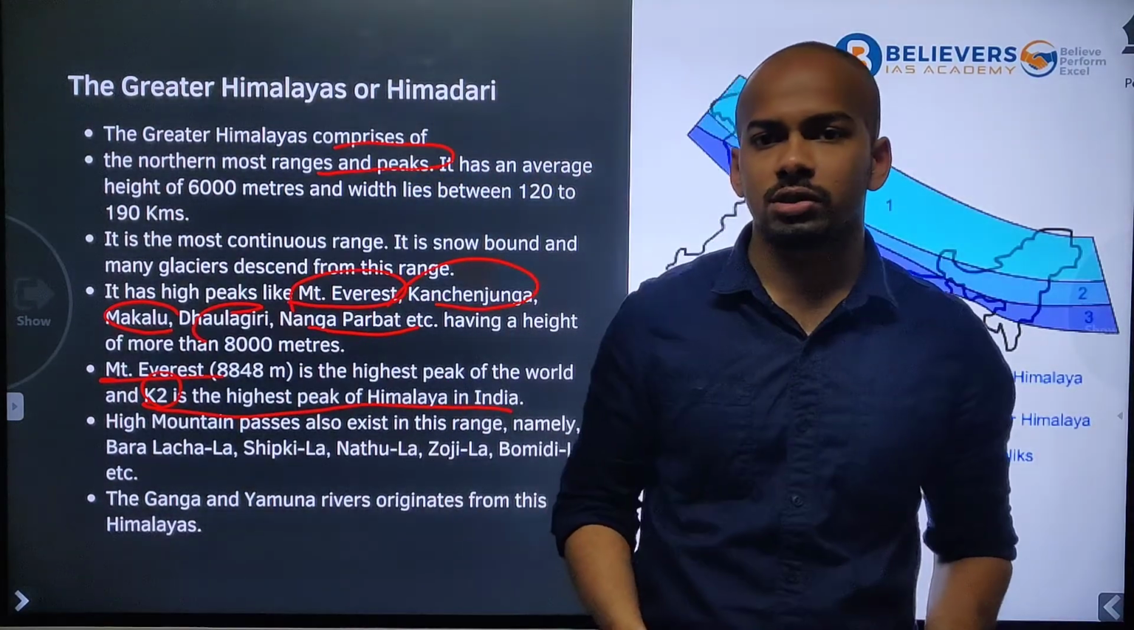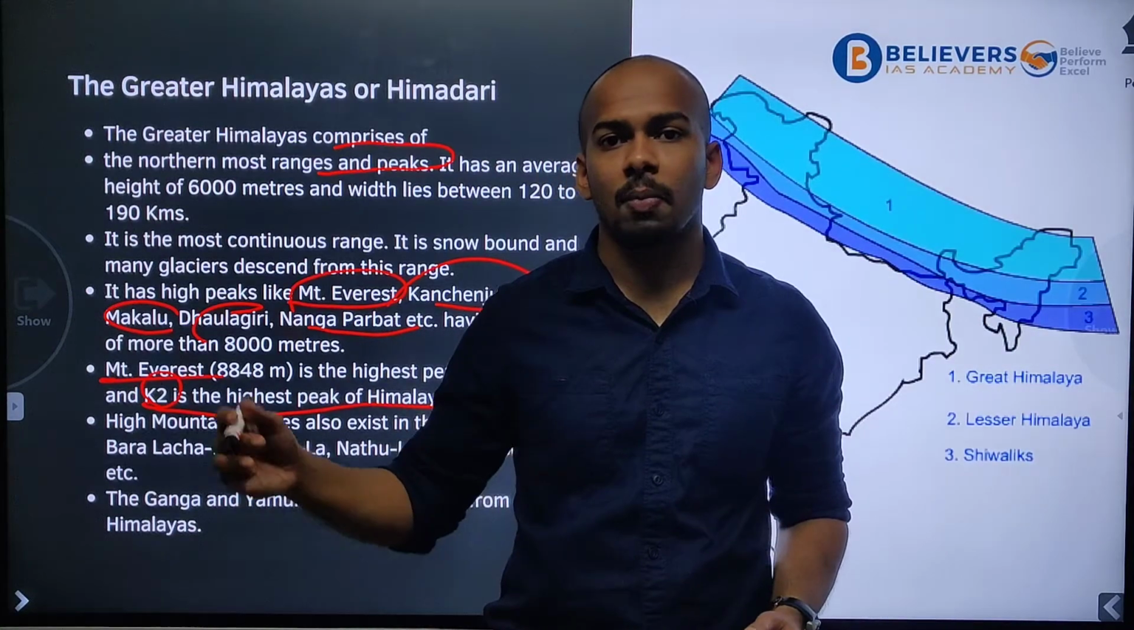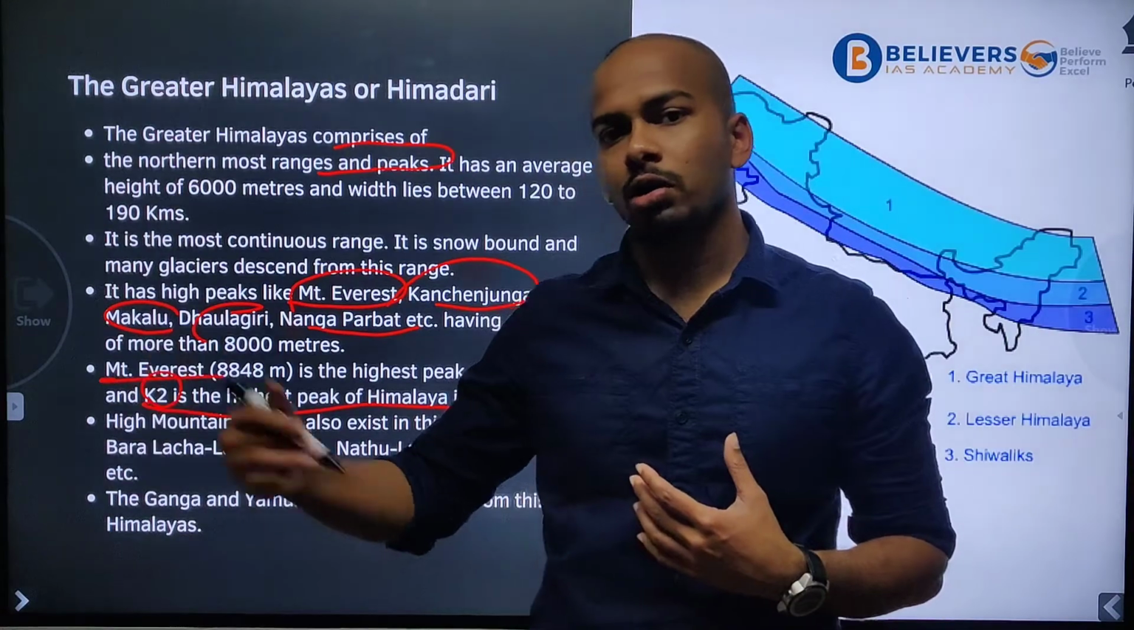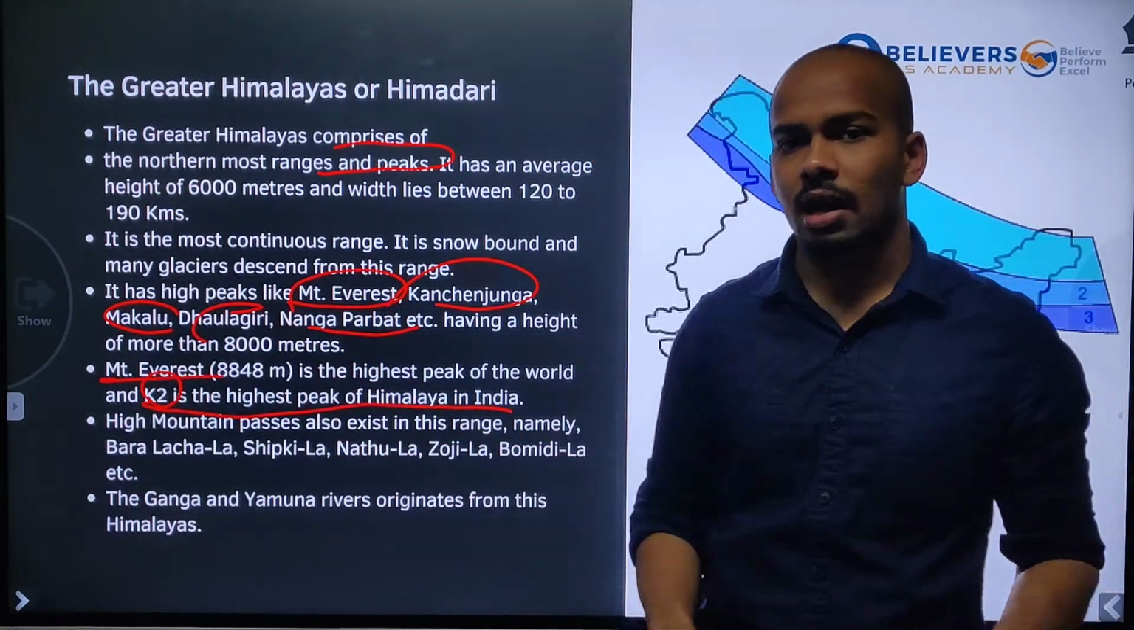Why is this? Because K2 is actually right now located in POK, which is Pakistan occupied Kashmir. And from India's perspective, that area belongs to our territory. So we have to consider K2 as the highest peak of Himalaya in India.